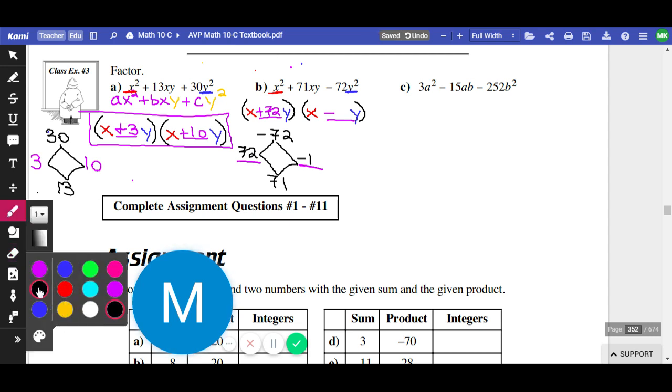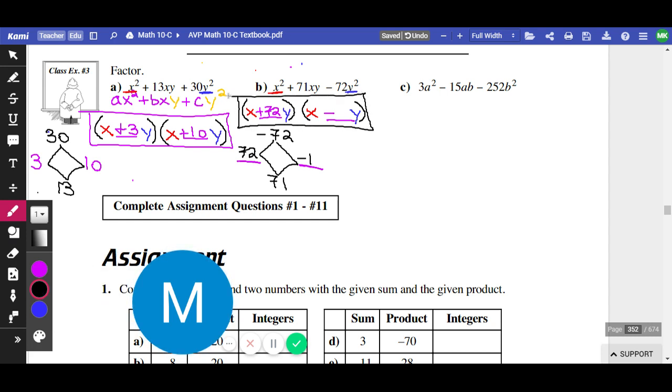We have thus successfully factored this question. We've turned a trinomial into two binomials multiplied together. We unmultiply. Okay, the last one is C. So give that a shot.